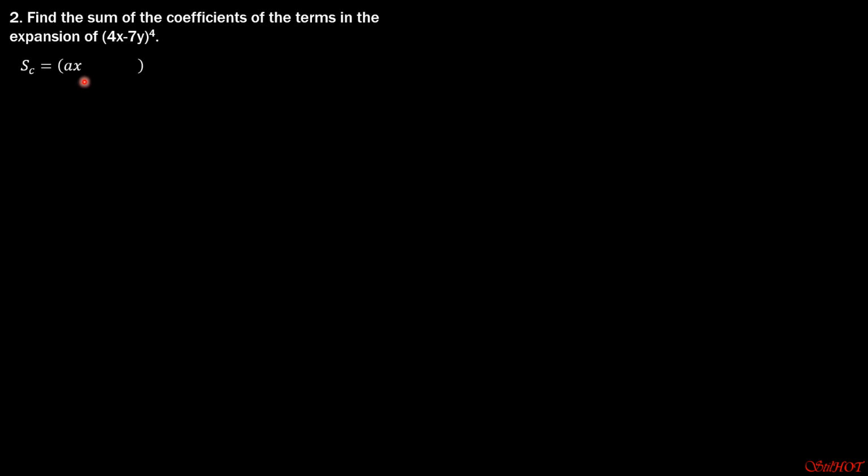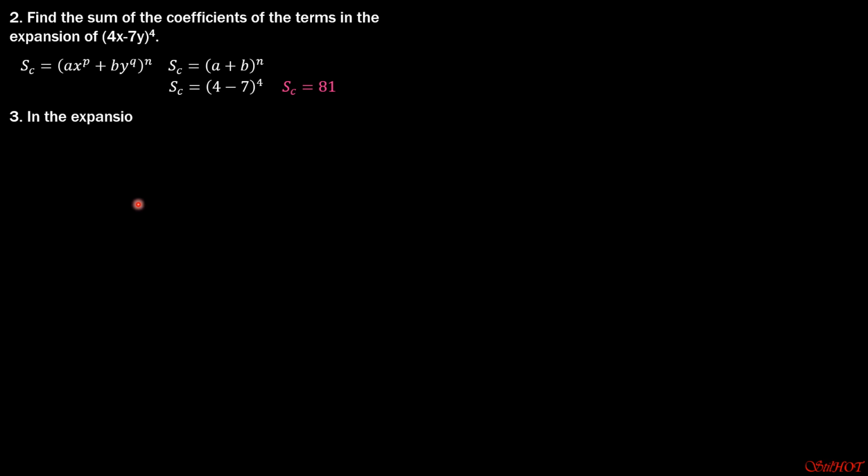So this is the guide, this is the general binomial, and the result would be quantity a plus b raised to n, where a is 4 and b is negative 7 and n is 4. So substitute quantity 4 minus 7 raised to 4, that's negative 3 to the 4th, and that is positive 81.